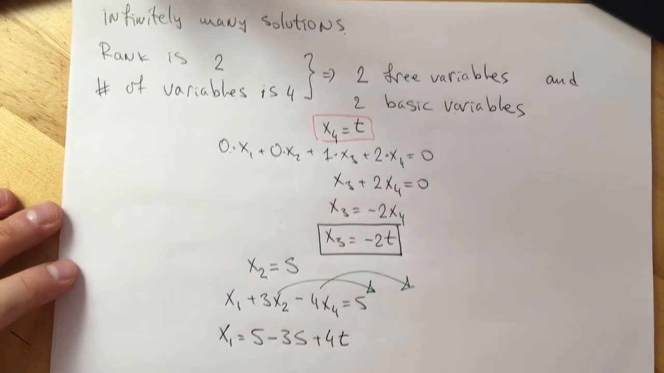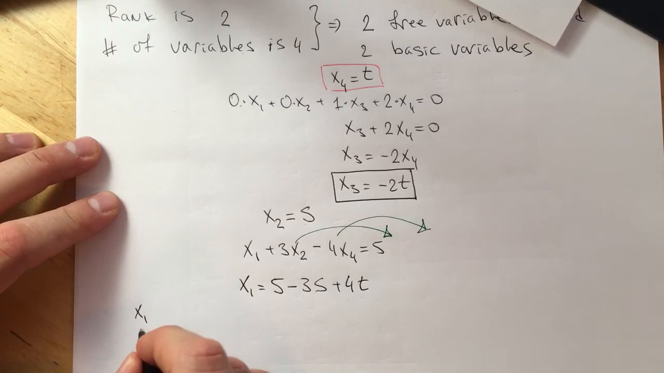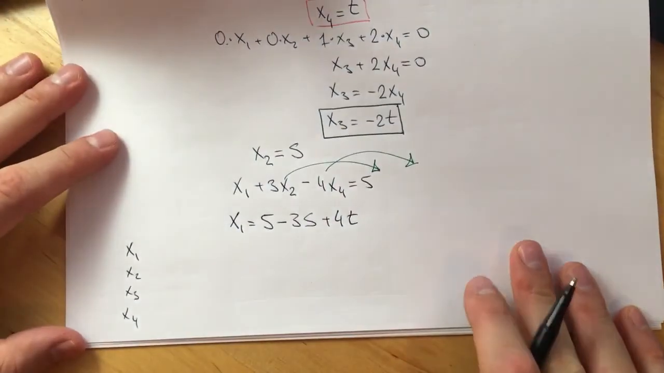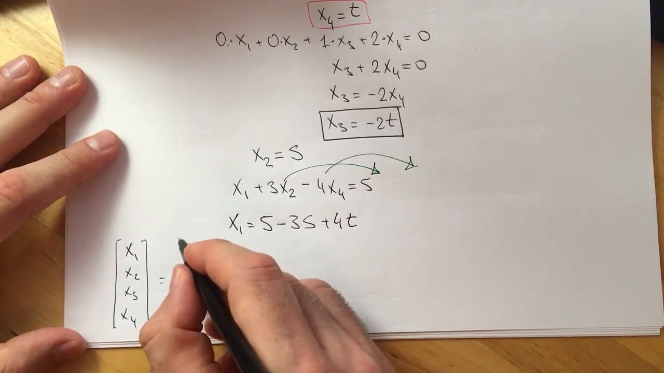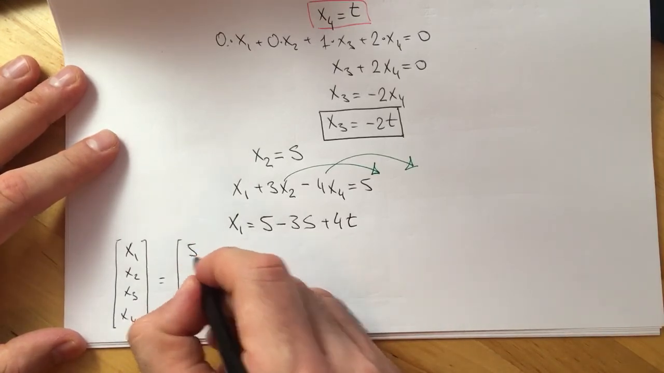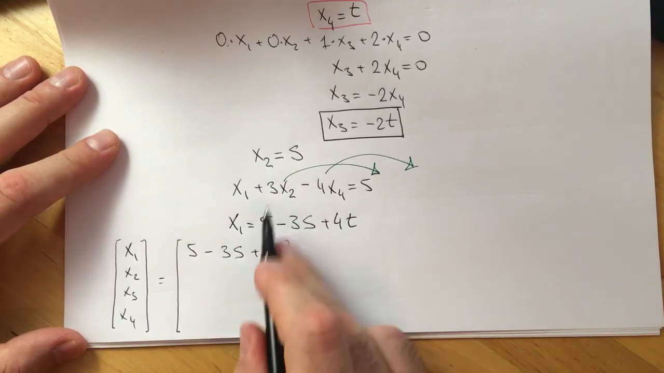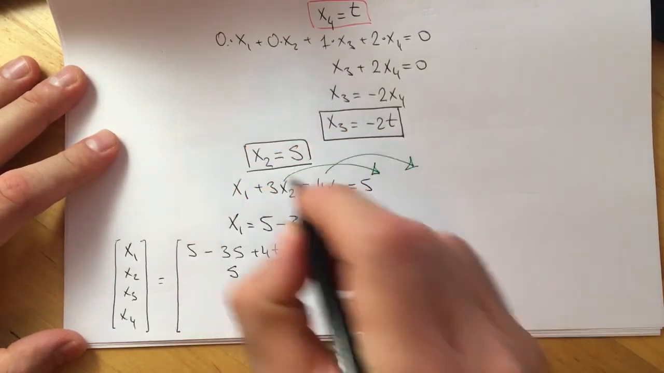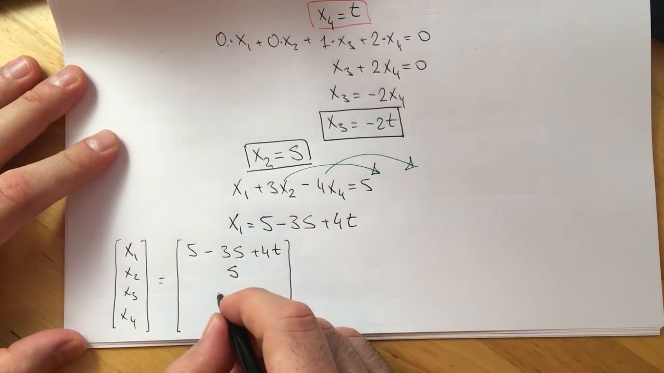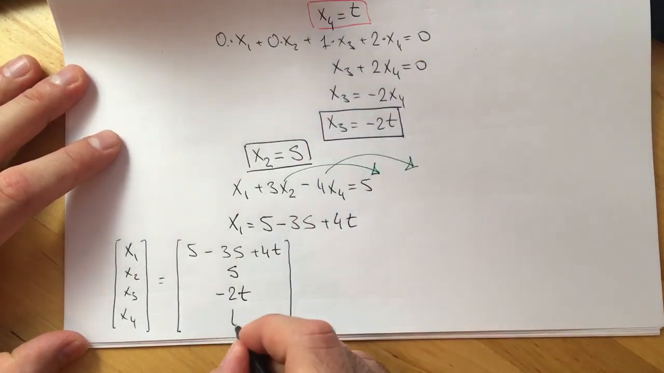And finally, how do we write the solution? Well, you can write it as a column: x1, x2, x3, x4. And then you will see next class why we adopt this notation. It's equal to, how much is x1? 5 minus 3s plus 4t. How much is x2? x2 is just s. How much is x3? That's negative 2t. And then x4 is just t.